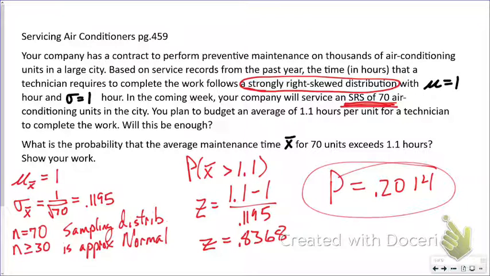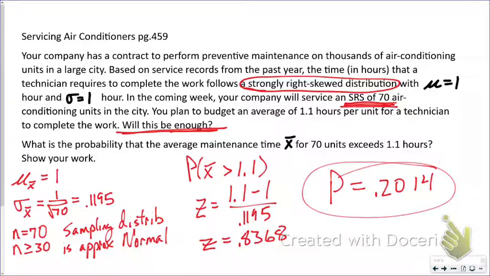So up here, I don't know if they really wanted us to answer it, but we could talk through it. Will it be enough? I don't think so. I think this supervisor will be upset because it looks like there's a 20% chance that jobs on average are going to take longer than 1.1. So that budget of 1.1 hours is probably not enough for the boss to be satisfied.